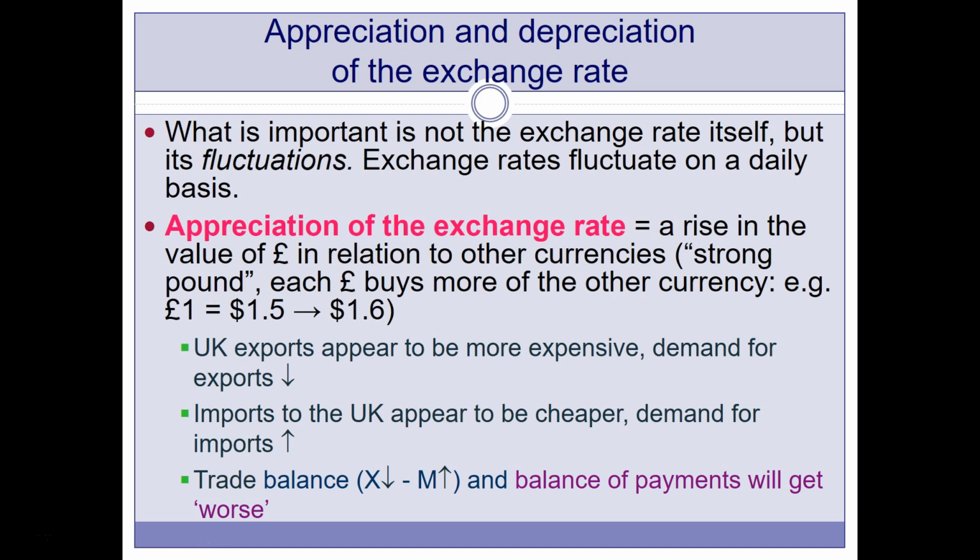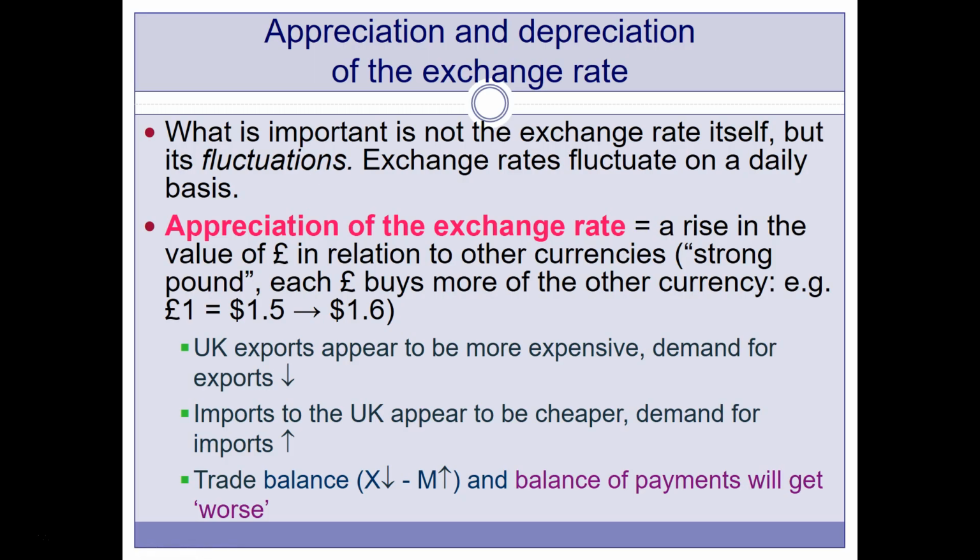Okay, let's continue. In this video lesson, we'll talk about different types of exchange rate fluctuations. As I've mentioned already, what matters is not the exchange rate itself, it's not the number, which means how many units of a specific currency we can purchase for £1. What matters is the fluctuation in the value of the pound. In other words, whether it goes up or down.